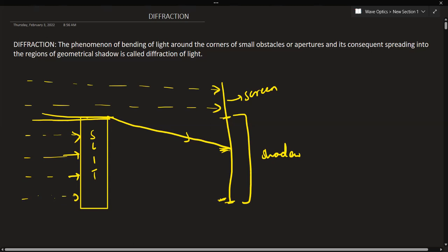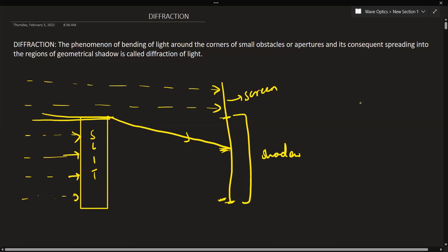However, whenever light passes through a small hole or a very small diameter, then there is a certain amount of spreading of light. Similarly, when light passes an obstacle, it appears to bend round the edges of the obstacle and enters the geometrical shadow. So this phenomenon of bending of light around the corners of small obstacles or apertures, and its consequent spreading into the regions of geometrical shadow, is what is known as diffraction.